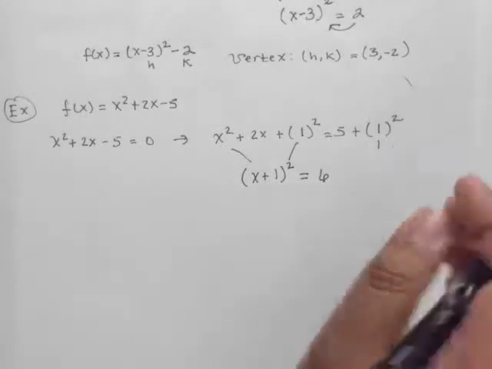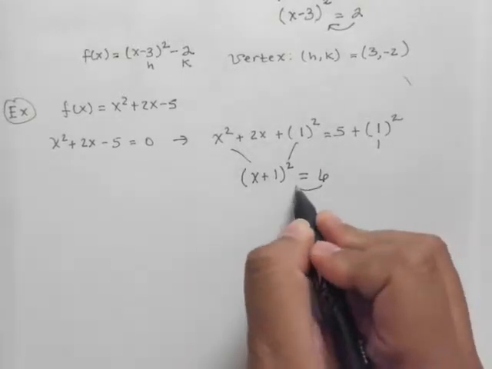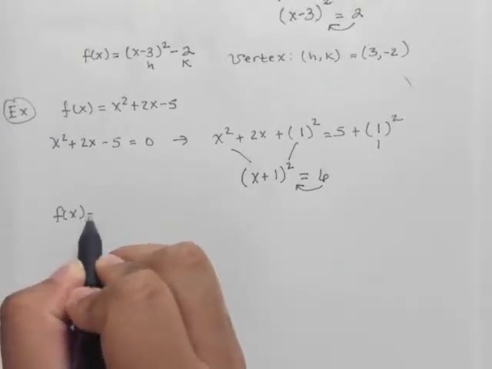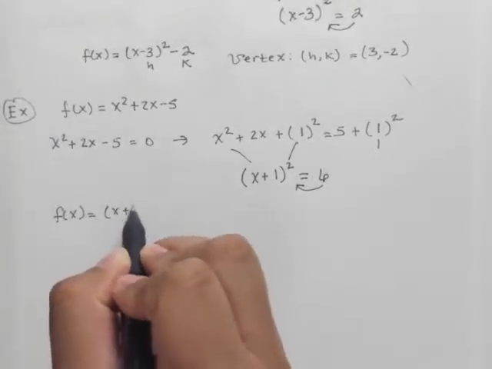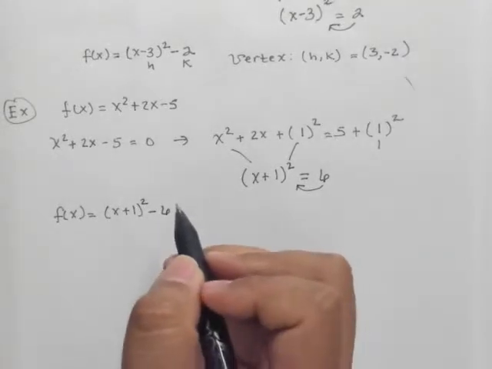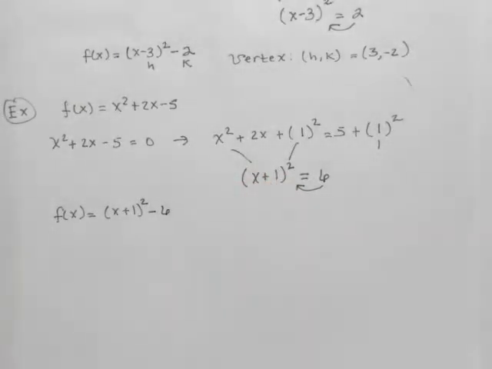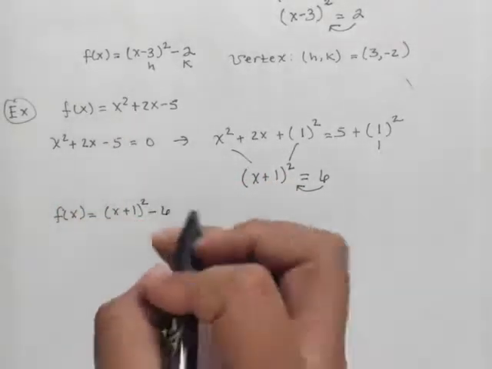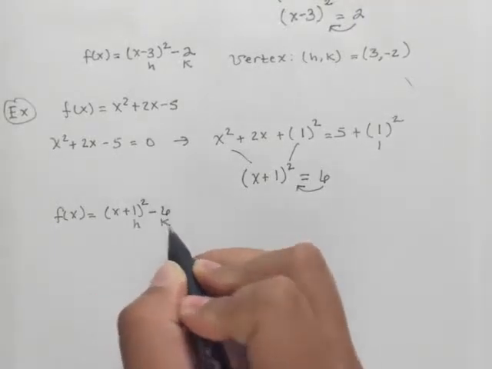Okay, so we're left with this. Now we're going to move this to the other side and write it back in function notation: x plus 1 quantity squared minus 6. So again, now it's in vertex form. It went from standard form to vertex form, and we're now ready to write our vertex.